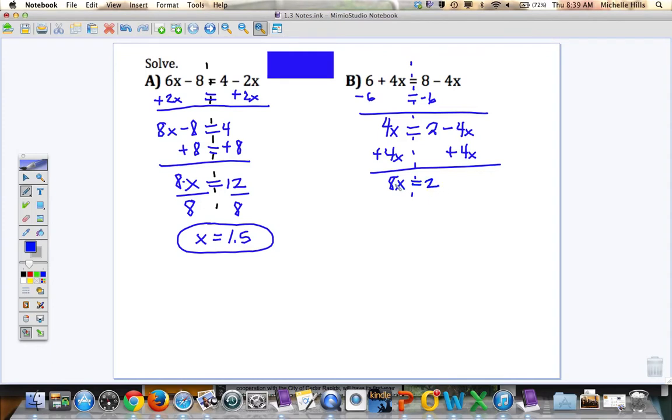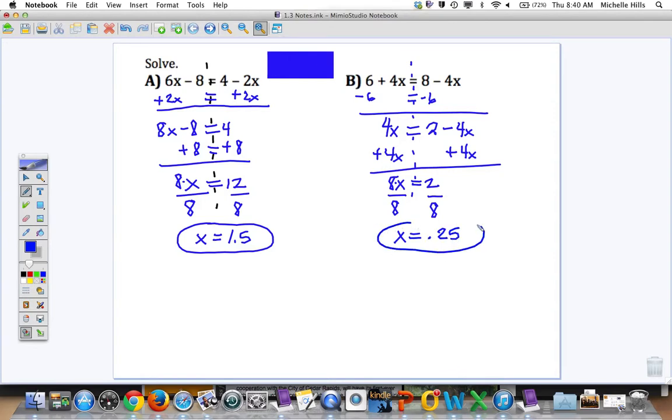And then finally, to undo this multiplying by 8 for the x, I would divide by 8 and divide the other side by 8. Again, it is acceptable to give a decimal in this case because it's exactly 0.25 and I didn't have to round it.